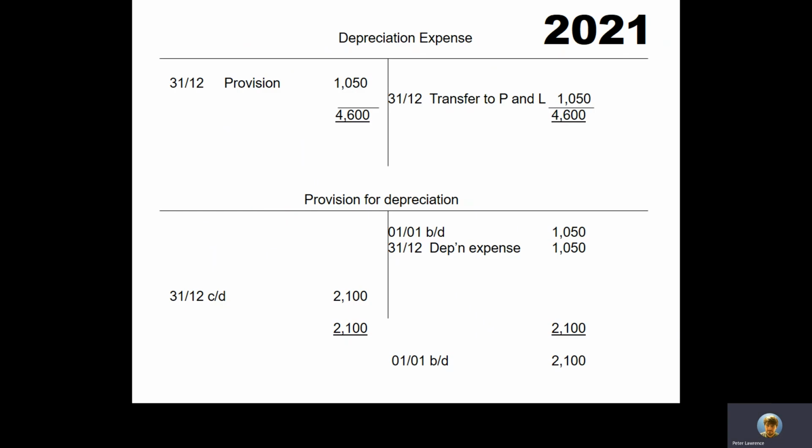So when we get to 2021, again, the expense is 1,050. We debited the expense and we credited the provision. But as you can see, the provision already had last year's 1,050 in it. We've added to that with this year's expense. So the total amount of the provision is now 2,100. So that, as we've had it 2 years, it's now got 2 years worth of expenses in that provision.